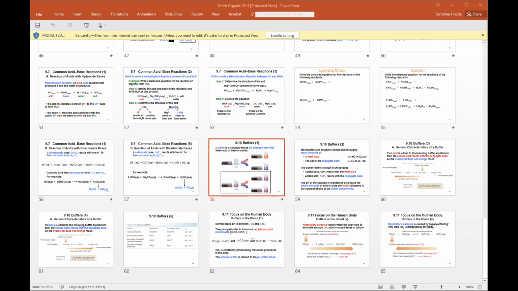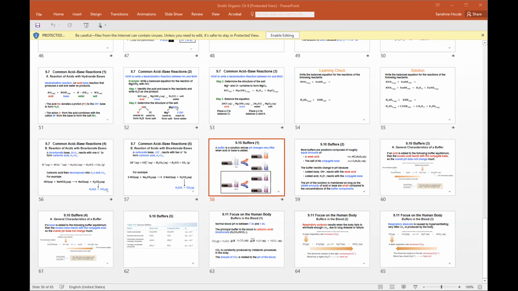In this case, it's 7, but it's not necessarily 7.0. And so as long as the amount of acid or base that you add is small. It doesn't work anymore if you are adding way too much. So buffers are solutions composed of roughly equal amounts of a weak acid and the salt of its conjugate base. So you need both in large concentrations and about the same concentration.